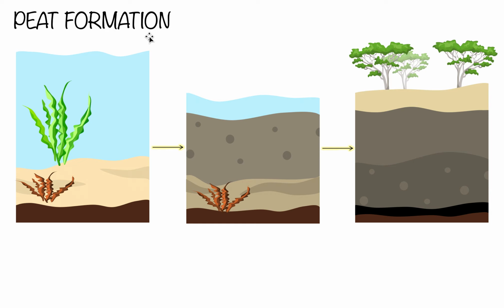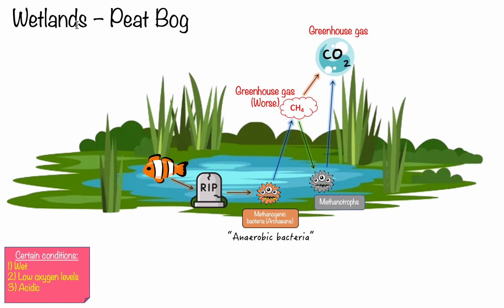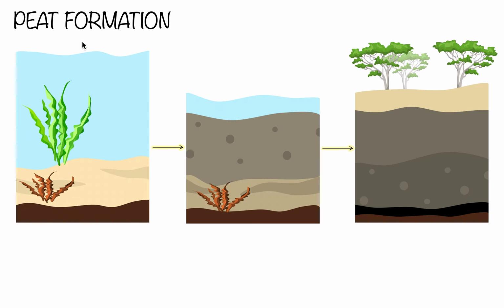Now, what is peat? So remember these wetlands. I said an example is a peat bog. Now, a peat bog is a kind of wetland that over time causes peat formation. So over time, something called peat is formed in wetlands. What do I mean by that? Peat is kind of like a soil, a very special kind of soil. And you'll see what I mean.